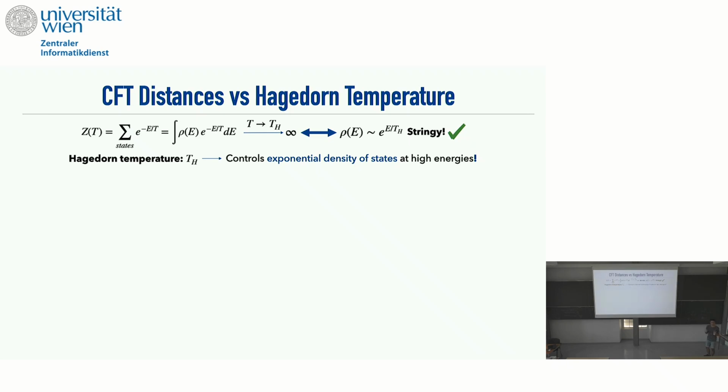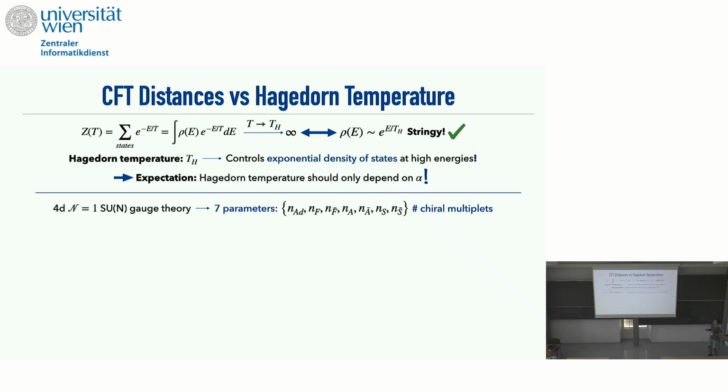So then, if it is true that I have only 3 strings that should have the same spectrum, I should have the Hagedorn temperature only depending on alpha. I should be able to compute the Hagedorn temperature for all these theories, these 21 theories, and I should find only 3 answers, only depending on alpha, which is something highly non-trivial, as I'm going to show now. So let us check it.